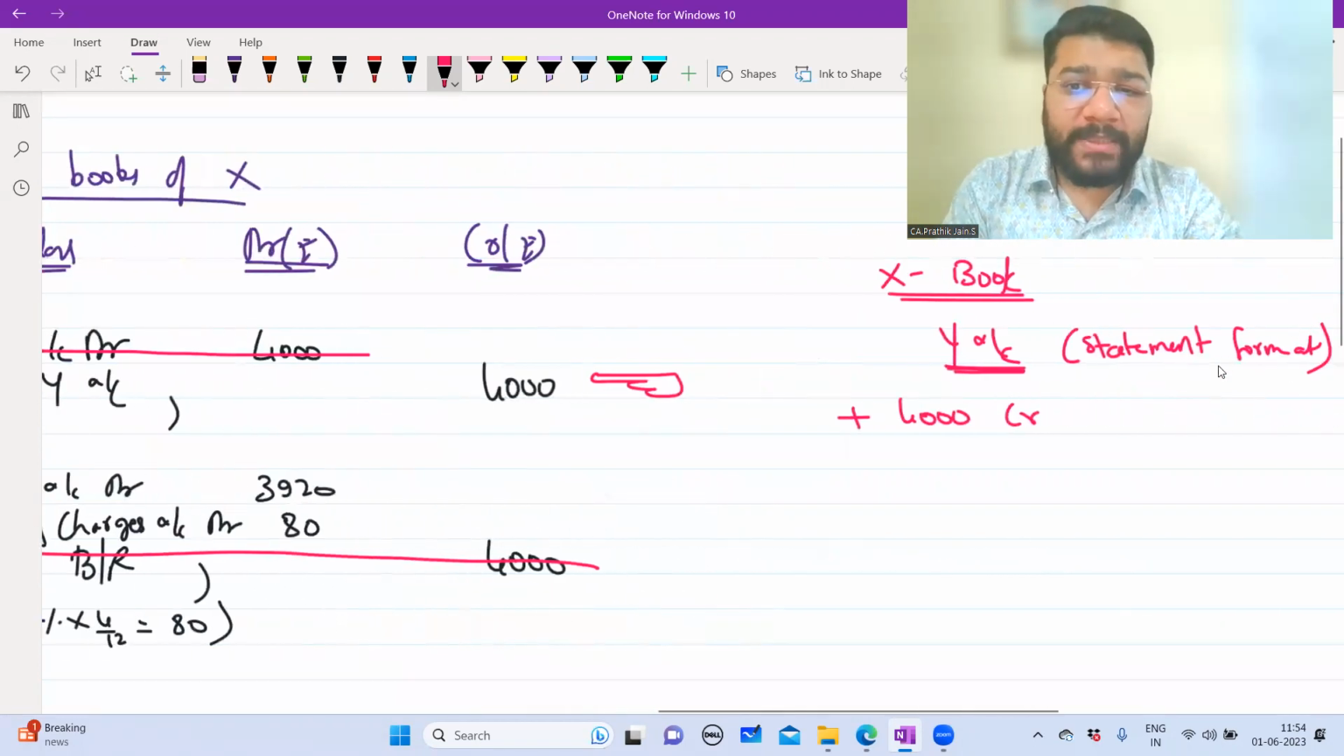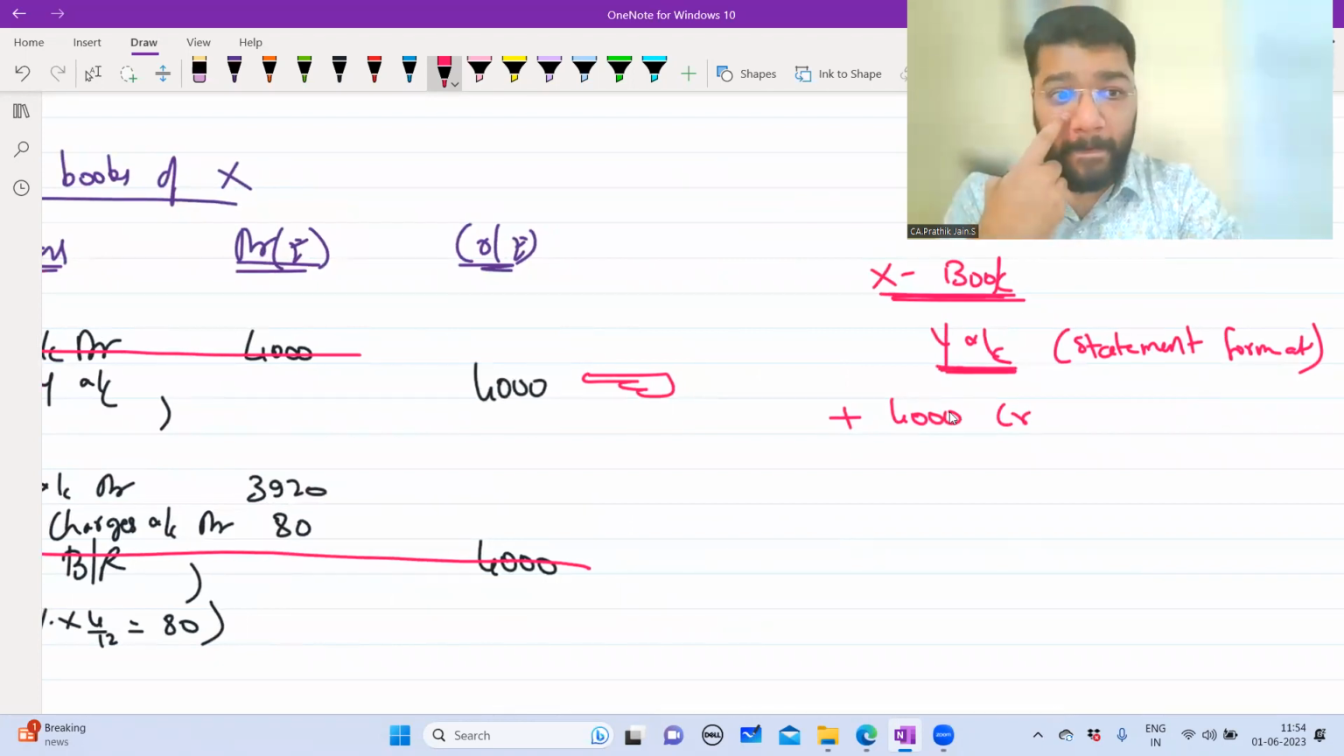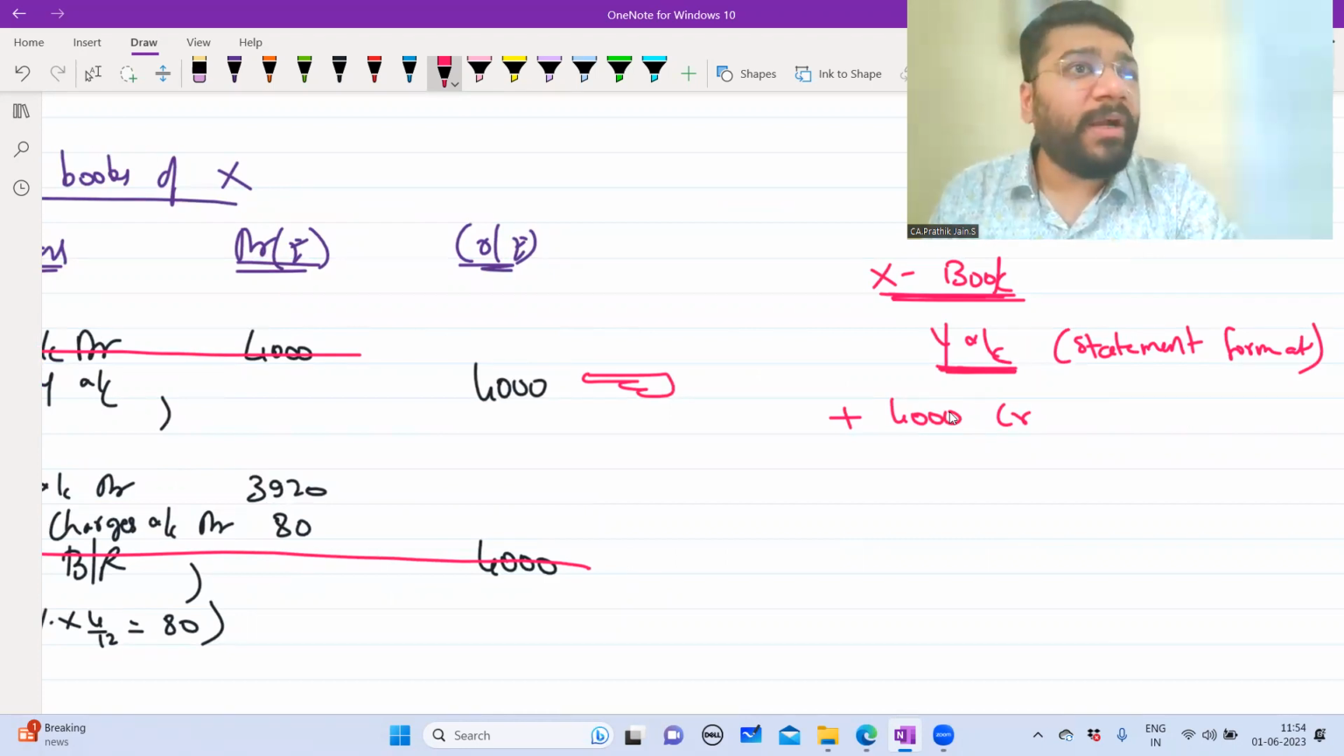Please, all of you write this also. In books of X, Y's account. Please do this also. This is to have a control. What control? You'll understand in the next few minutes.